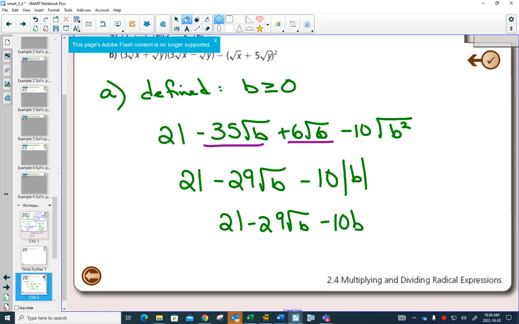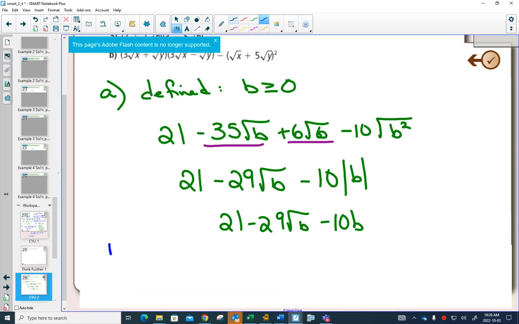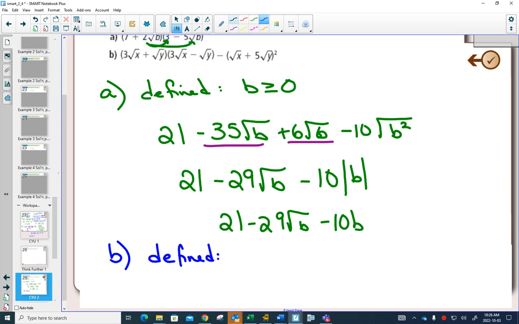The second one. Again, it's asking where it's defined. So what variables do we have in the second one? We've got x's and we've got y's. We've got square roots. So x has to be bigger than or equal to 0 in order to make sure that we have a positive. Y is also in a square root, so y has to be bigger than or equal to 0 to make sure that it's positive inside.